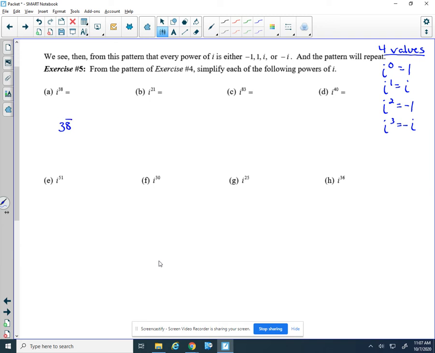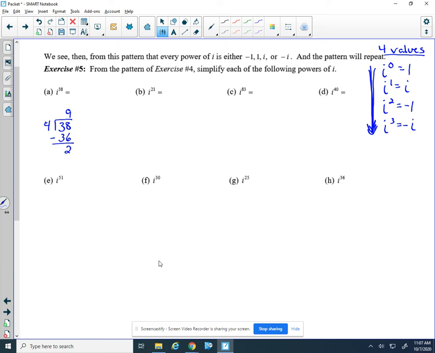So I'm going to do old school division, 38 divided by 4. 4 goes into 38 9 times. 4 times 9 is 36. I write it down here and I subtract, and I have 2 left. So what this means is when I'm at 38, I've gone through this pattern 9 times. Okay, so just continue through that pattern.